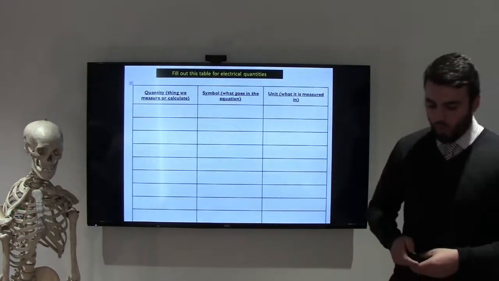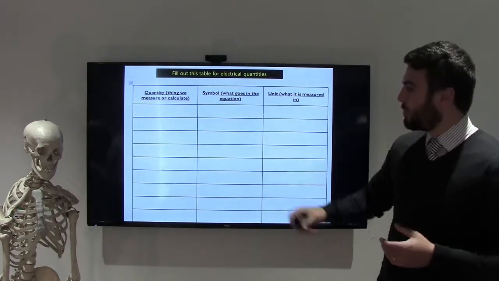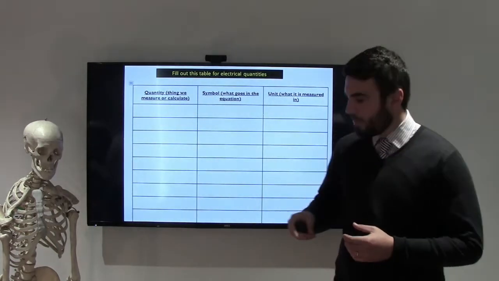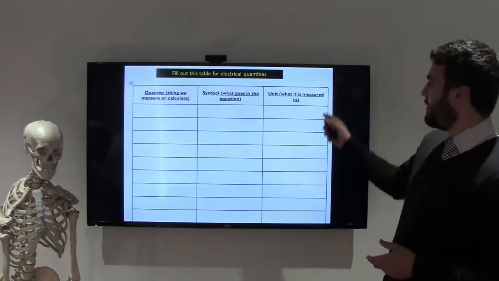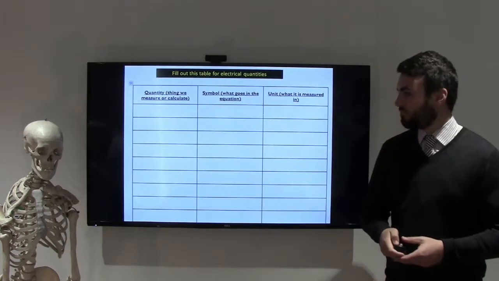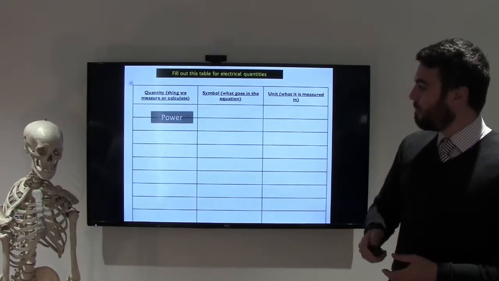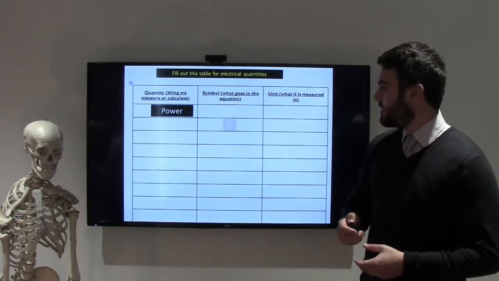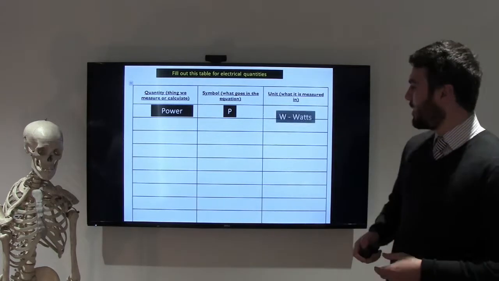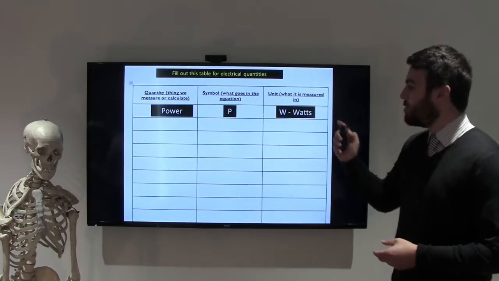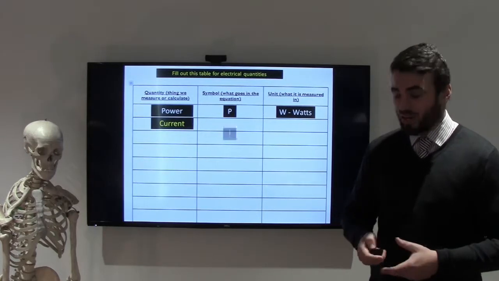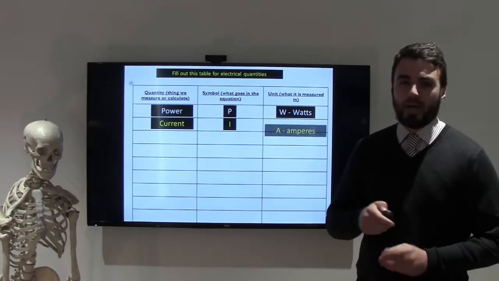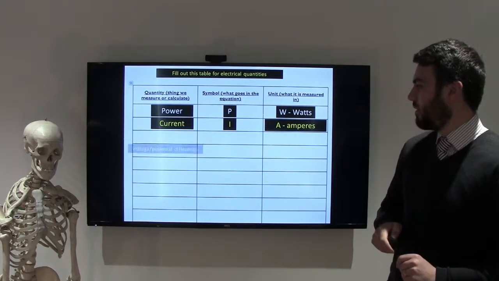What's next? Well, people always get muddled up between quantities, the things we measure, the symbols, what we put in the equation to represent them, and the units, what they're measured in. So let's look at one. Power, very important. Symbol P, but we measure it in watts. That's our unit. What about current? Well, symbol is I, oddly, and it's measured in amperes, which we represent with a big A.